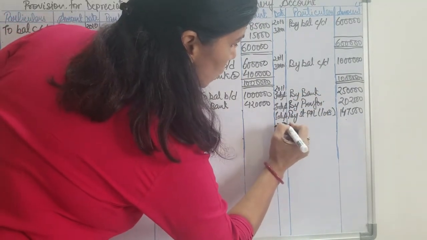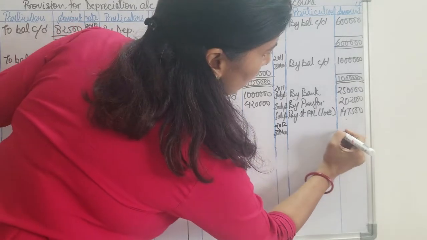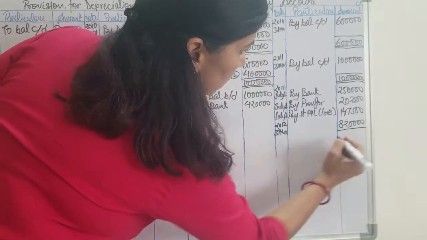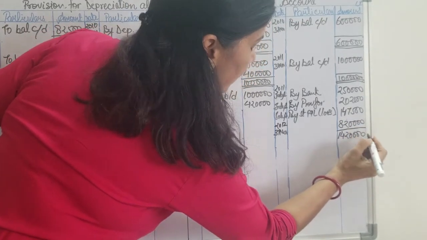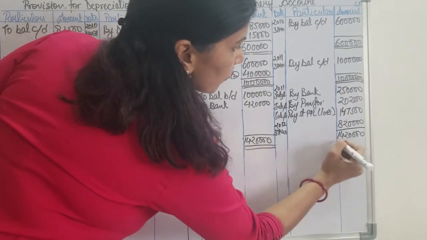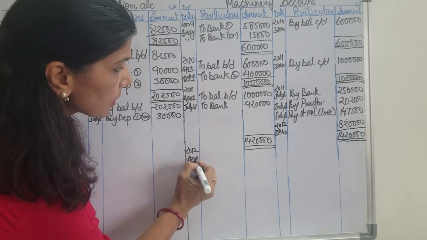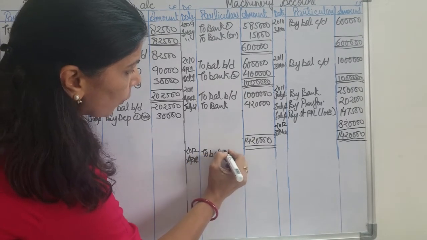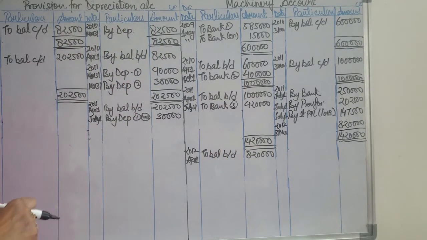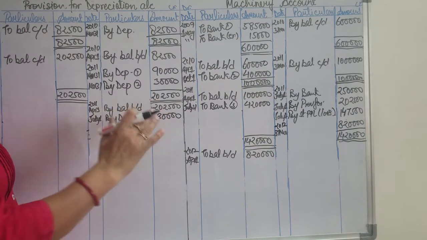Okay, now again it's time to balance the account and transfer the amount. So it's 2012, 31st March, 14,20,000. So to make it 14,20,000, 8,20,000 will be added here. Then transfer the balance. So 2012 April 1st to balance brought down 8,20,000. Now it's time to provide depreciation on remaining machineries, on machinery 2 and machinery 3, as machinery 1 is already sold off.